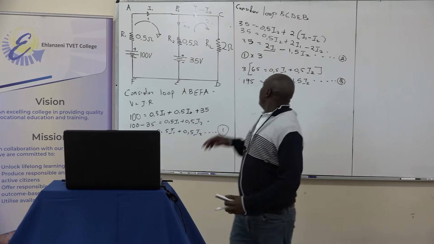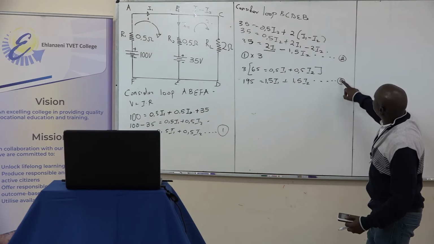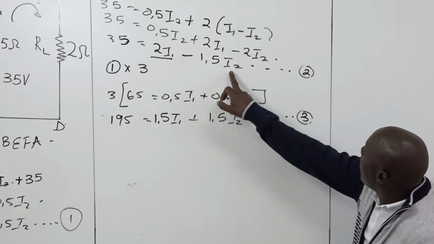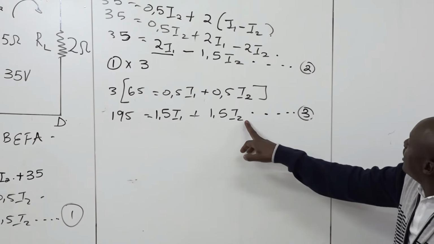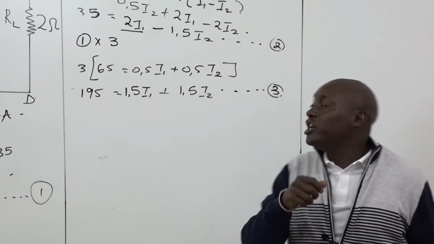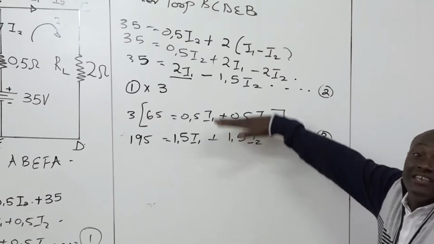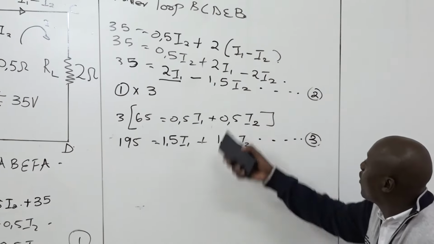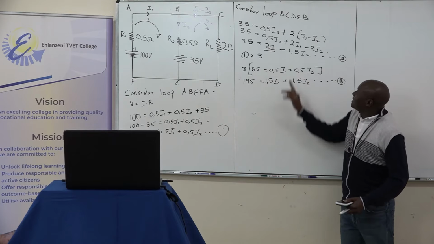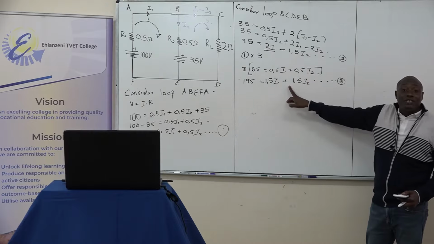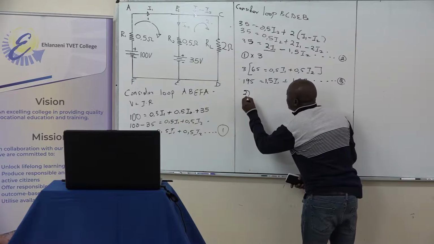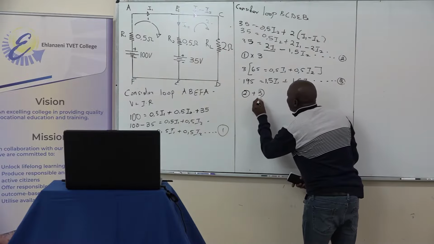This is equation 3. Now, if you check equation 2 and equation 3, through the I2 both have 1.5 I2. It means that these two equations are balanced. It's going to be easier to eliminate the variable I2. We check the sign in between: I'm having a negative and a positive. In order to eliminate, I'm going to add equation 2 and equation 3.